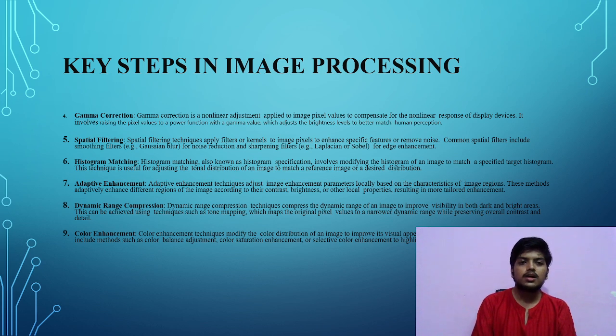Gamma correction. Gamma correction is a non-linear adjustment applied to image pixels to compensate for the non-linear response of digital devices. It involves raising the pixel values to a power function with a gamma value, which adjusts the brightness level to better match human perception.